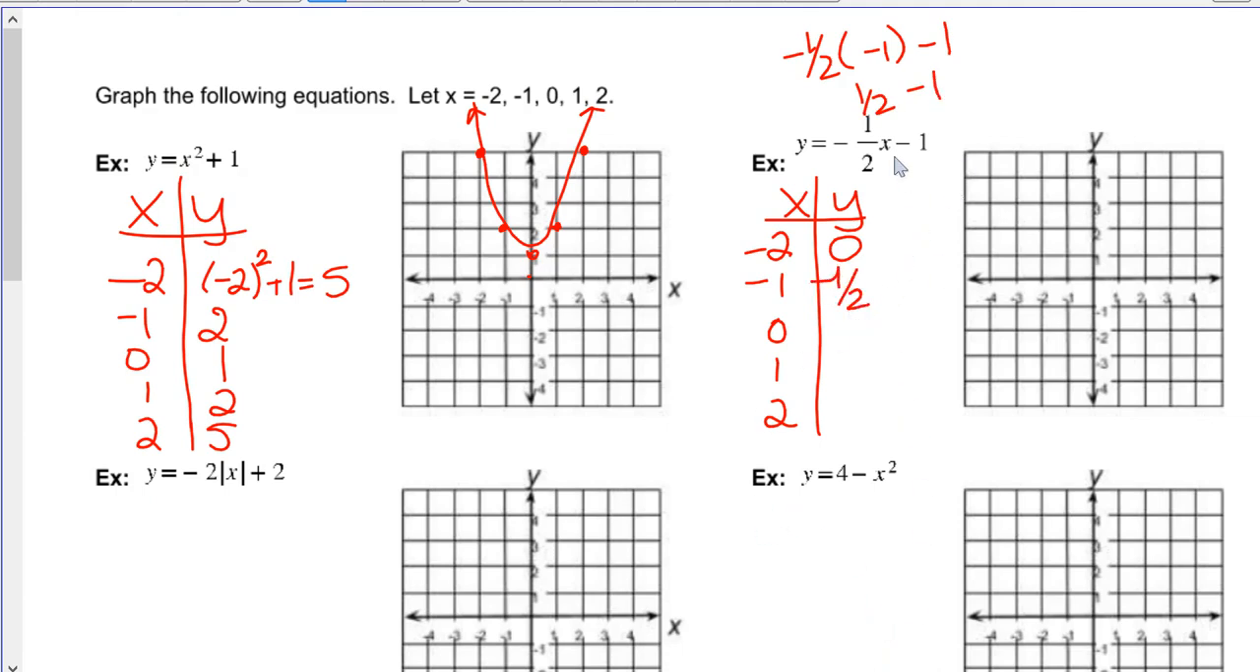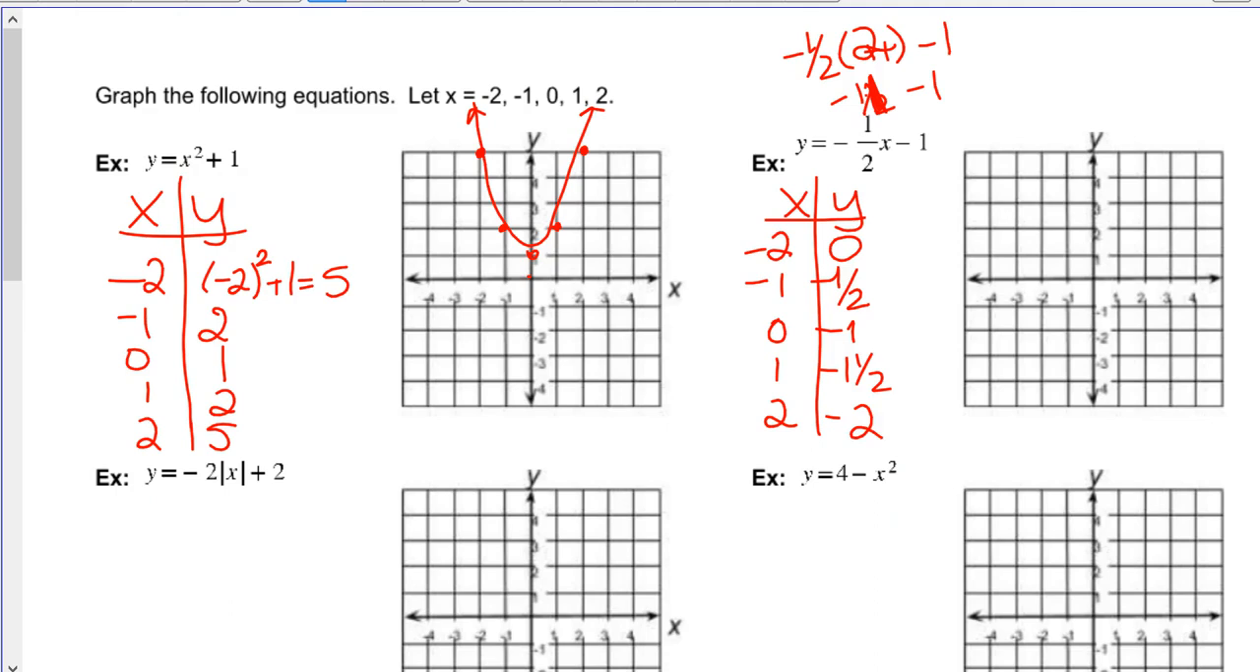If I plug 0 in, 0 is always the easiest because this term goes away. Minus 1 gives me a -1. Then if I plug 1 in there, now think of it this way. I have a +1, so -1/2 times a +1 is a -1/2 minus 1, which gives me -1 and 1/2, is the easiest to use when graphing. And if I plug 2 in there, -1/2 times 2 is a -1. Minus 1 gives me a -2. And these are the numbers that I'm going to plot.